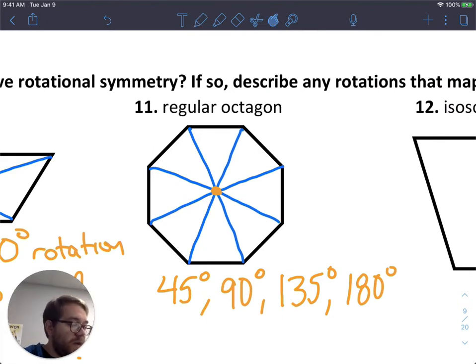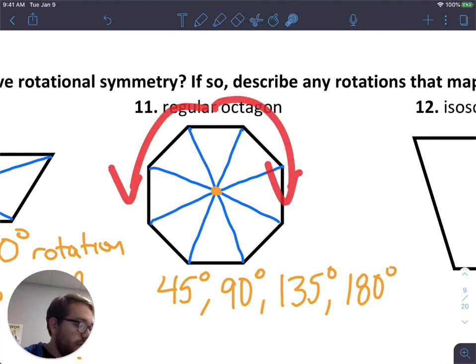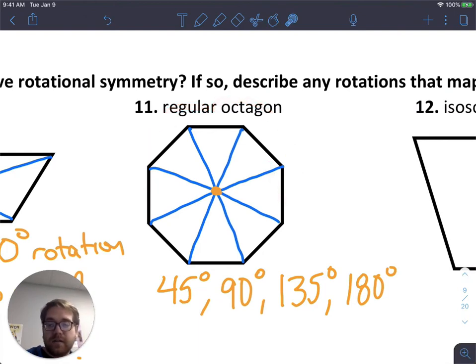Why would we not go past 180? Well, if you go past 180, you're basically doing the same thing that you were, because you can turn it this way or this way. So either way, it's going to give you the same rotational symmetry, and it doesn't need to be any more than 180.